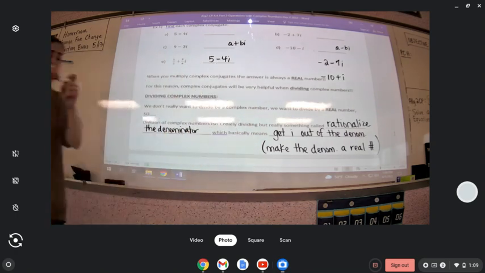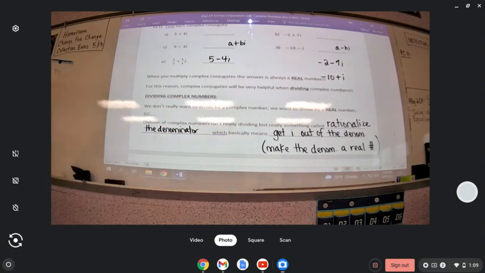All right, so that's really what you're doing. You're getting i out of the denominator. You are trying to make the denominator a real number, not a complex number. And we just know how to do that. We now know that I can multiply a complex number with its conjugate, and I can create a real number now.